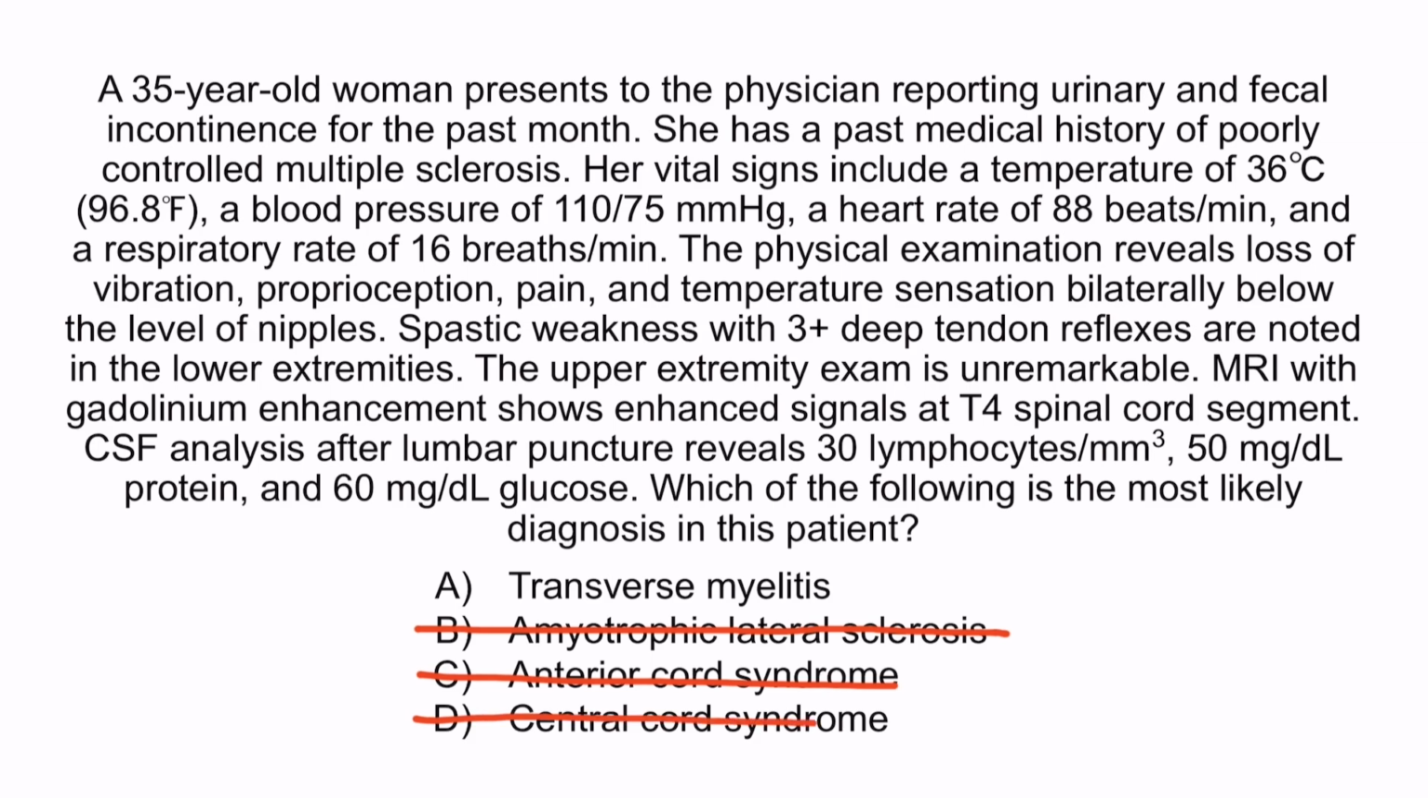Finally, option D is incorrect because central cord syndrome is characterized by loss of pain and temperature and the flaccid weakness at the level of the lesions. In addition to pain and temperature sensation, this patient has also lost vibration and proprioception, and she has spastic rather than flaccid weakness. And that concludes our lecture on spinal cord diseases.